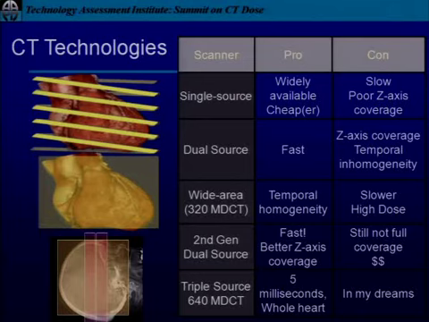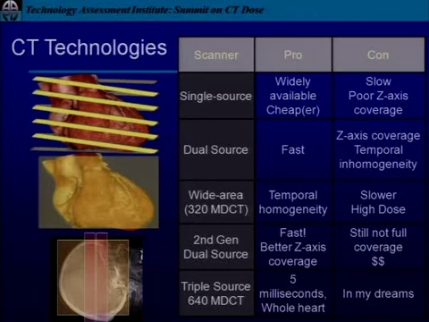Then there are dual source scanners. Again, they are fast, but the Z-axis coverage can be a challenge. Also there is a time gap between when you scan the bottom of the heart and when you scan the top of the heart. There are wide area scanners, as illustrated here, that can cover the heart in one rotation. And then there are the second generation dual source scanners that can do very fast, high pitch cardiac scanning.